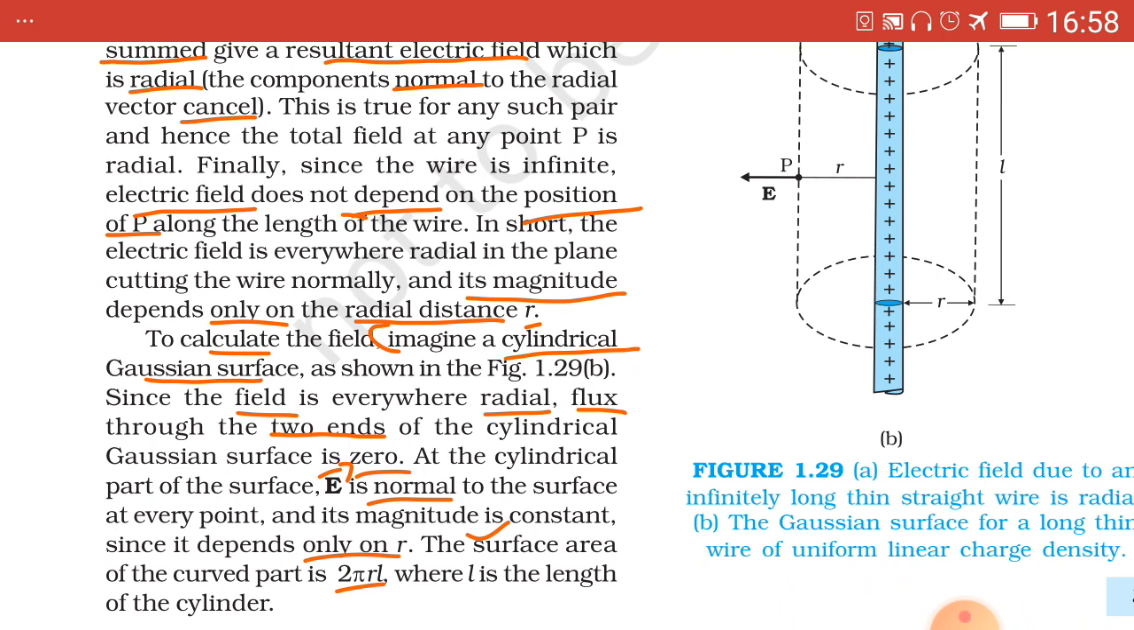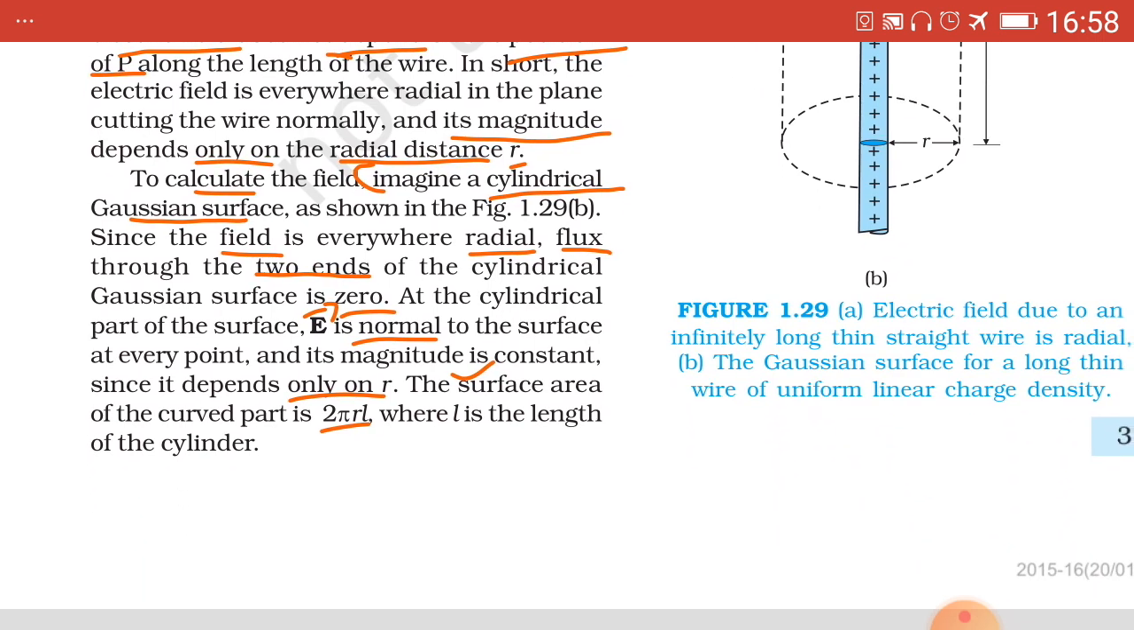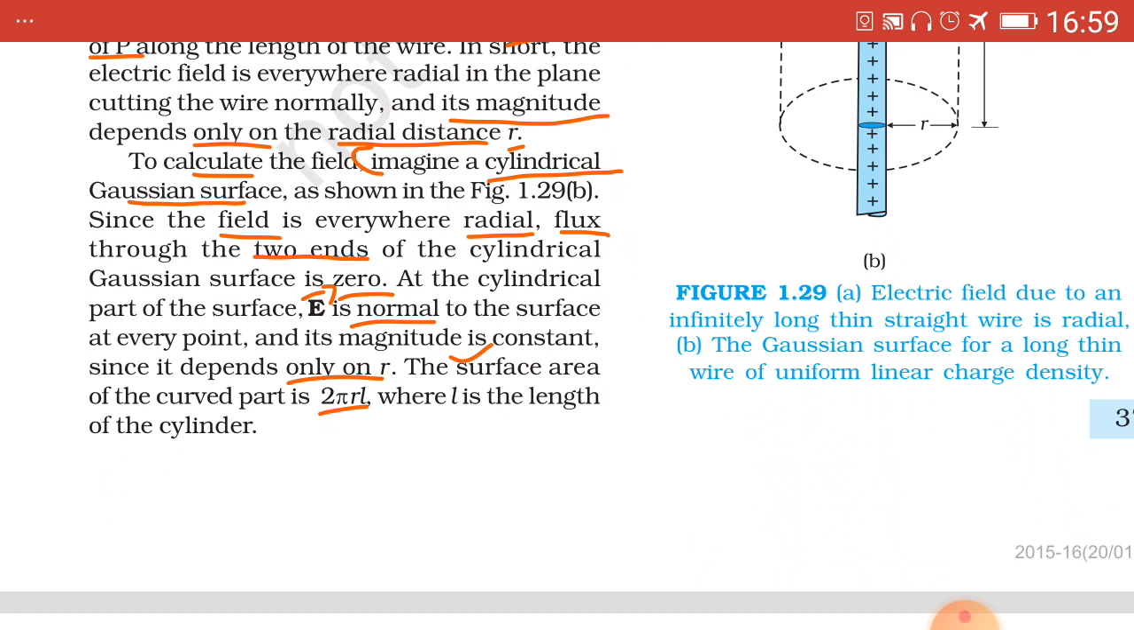This is not given in the description, which I tell you the reason for this. As vector E and delta S vector are perpendicular, implies E delta S cos theta, that is cos 90 degree, equal to 0, and therefore phi equal to 0. Now for the cylindrical part of the surface, vector E is normal to the surface, and at every point its magnitude is constant.